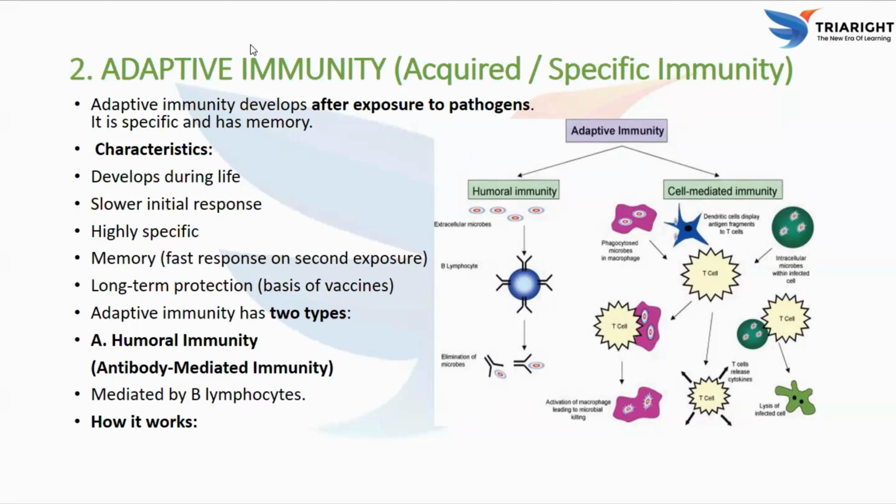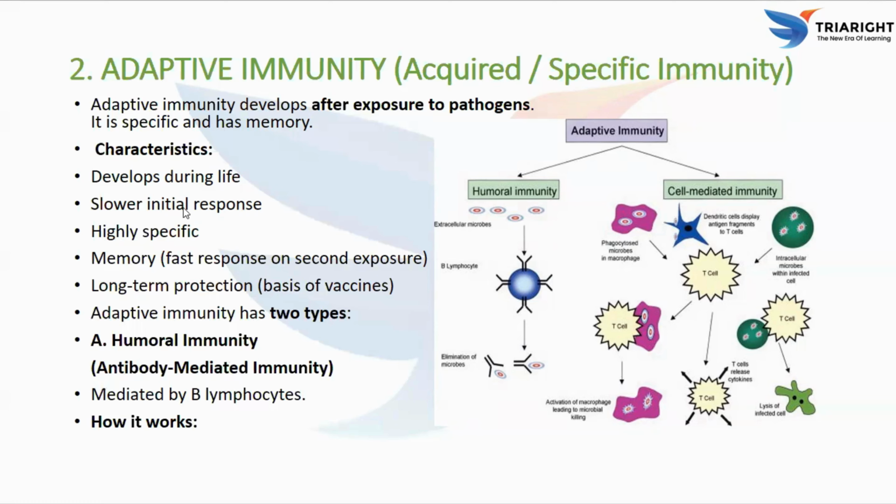What are the characteristics of adaptive immunity? It develops during life. You are not born with adaptive immunity, so you acquire it when you get infections or when you get vaccines. It also has a slower initial response. It takes days to weeks the first time a pathogen enters, because the body needs time to build antibodies and activate the T cells.